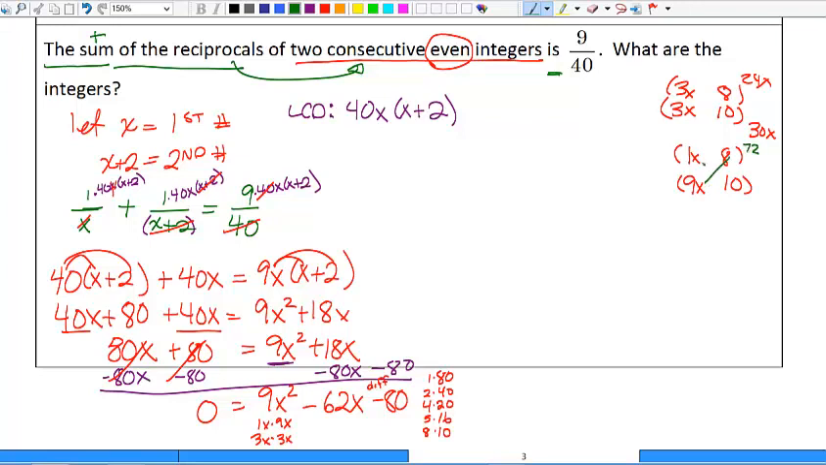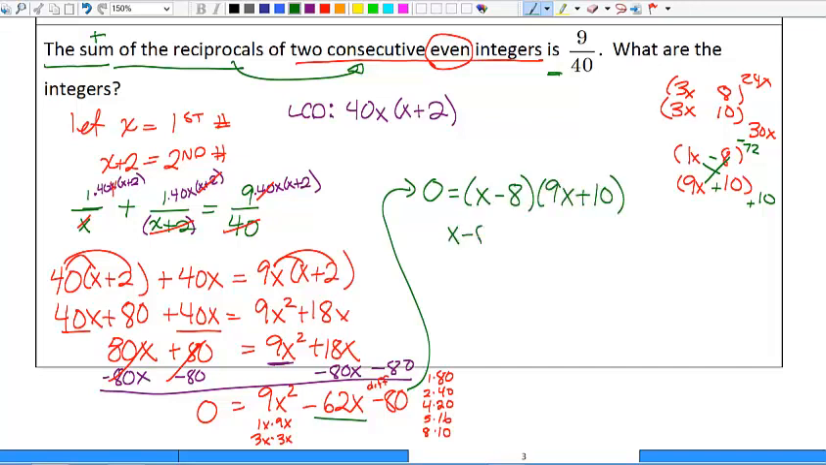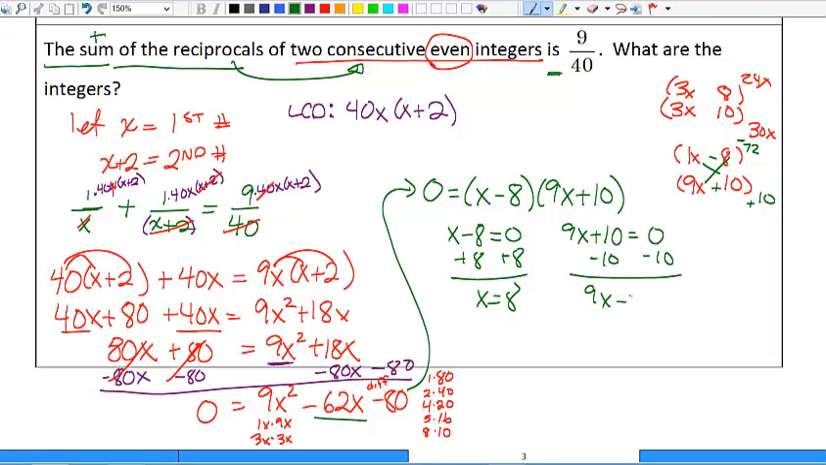So we have 72 and 10. Oh, look at that. I can get to 62. It's a negative on the 72, a positive on the 10. So this factors into x minus 8 and 9x plus 10. So I set each of my factors equal to 0 using my zero product property. So the two solutions I have are 8 and negative 10 ninths.